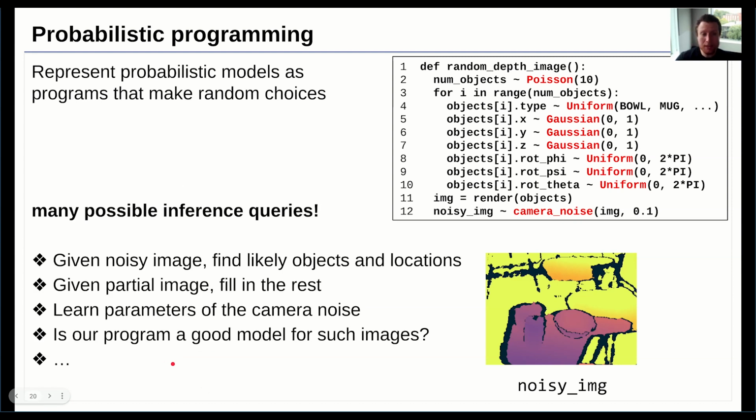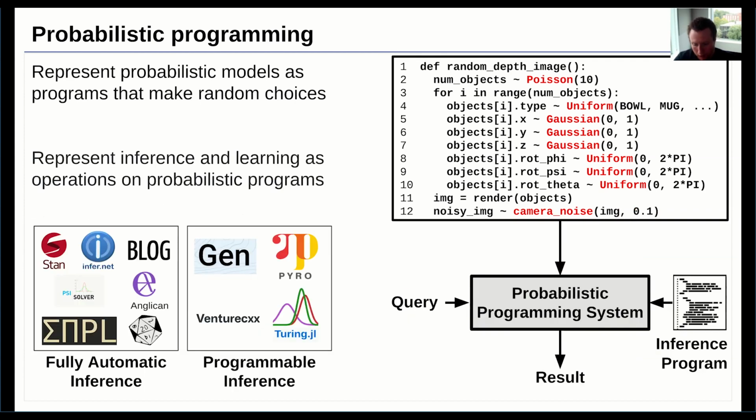But it turns out we can use the same program to answer a range of other inference queries, such as being given a partial image and filling in the occluded parts, or using a large data set of real-world images to learn these different noise parameters that characterize our uncertainty about the objects. The second major component of probabilistic programming is probabilistic inference. And I won't talk too much about it, but there's a range of systems that offer fully automatic inference in more restricted languages to highly programmable inference in more expressive languages that are geared for machine learning engineers.